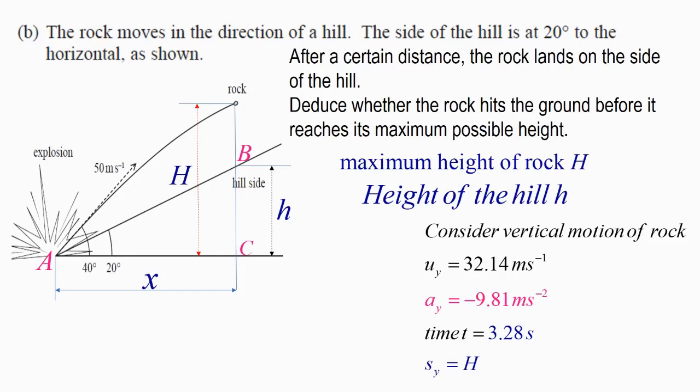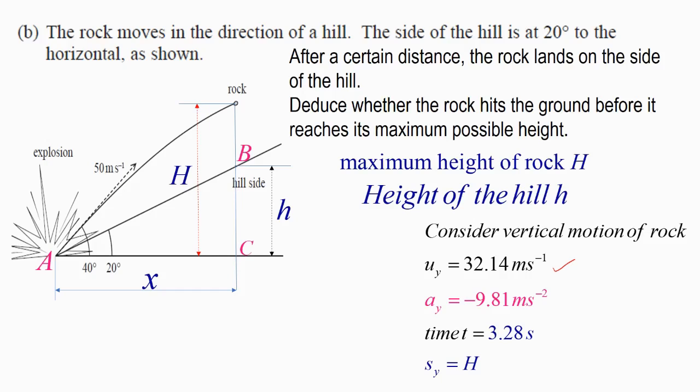Then we can find or explain this question. First of all, we are going to consider the vertical motion of the rock. Vertical motion, what about the initial velocity? In the vertical direction, the initial velocity uy is equal to 32.14, which we already know. Then what about the acceleration in the vertical direction? In the vertical direction, the acceleration is minus 9.81 meter per second square.